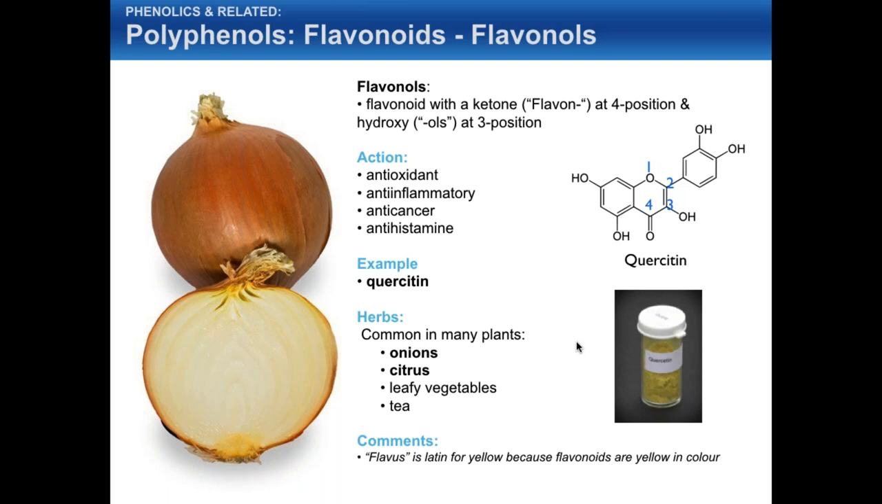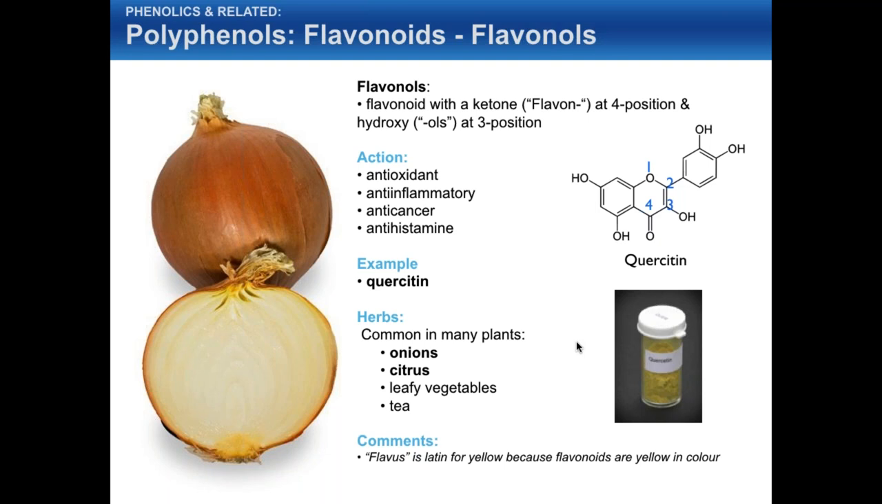So an exam question, I might say, a flavanol has a ketone at the 4 position and an alcohol at the 3 position, or B, no ketone, only the alcohol, 3. I might ask something like that. There won't be a lot of questions on that, but I might ask a handful of questions on that sort of stuff. So quercetin is your classic one.